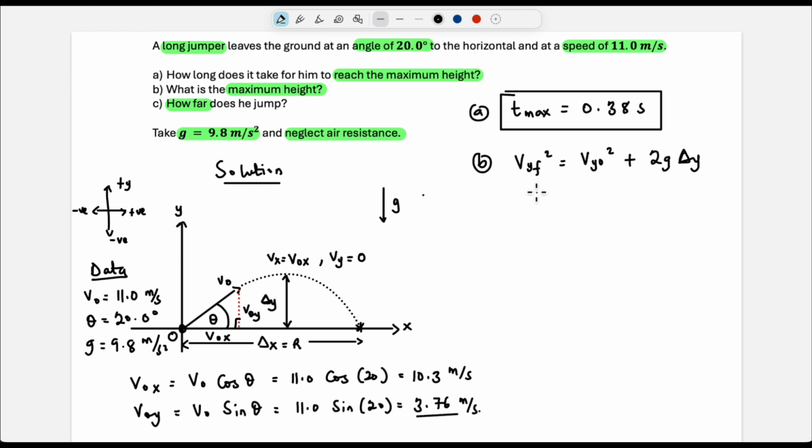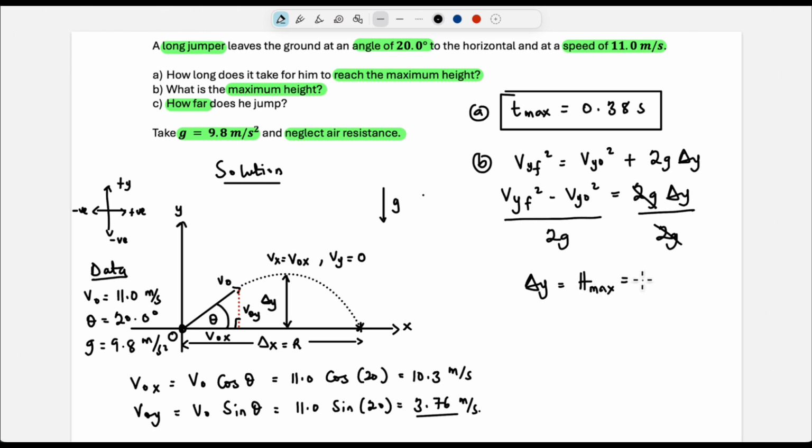So at the maximum height, we know the final velocity is 0, and then we know the initial velocity, so we can isolate our delta y. To isolate delta y, again we subtract vy naught squared from both sides, so that is going to be vy final squared minus vy initial squared equals 2g delta y. So now we divide both sides by 2g. The 2g's cancel out, and then we have delta y, which is the same as the maximum height, h max, equal to v final squared minus v initial squared divided by 2g.